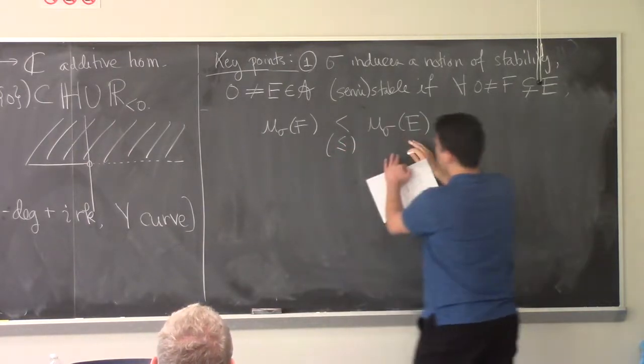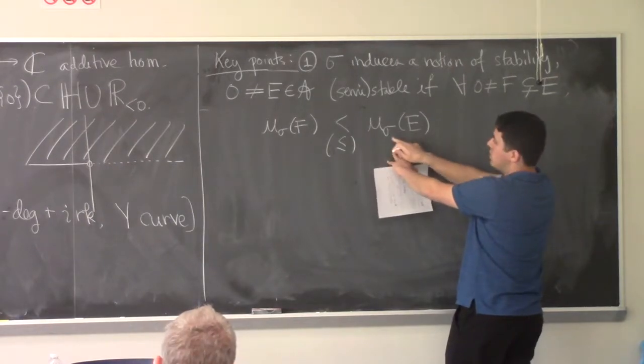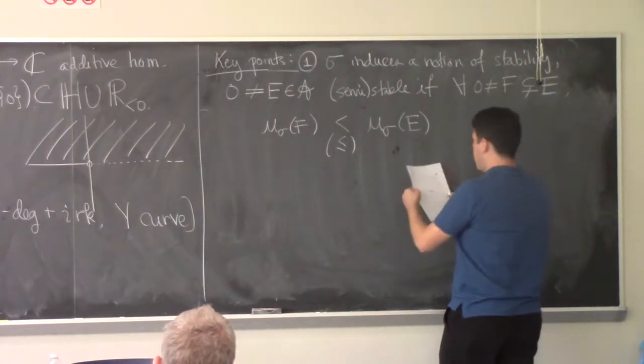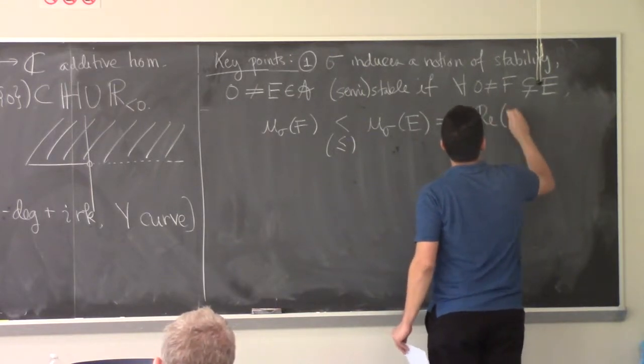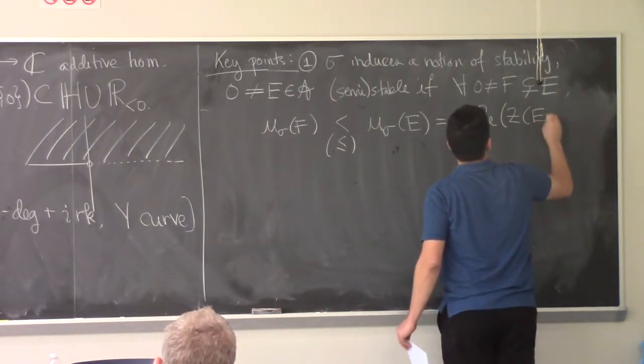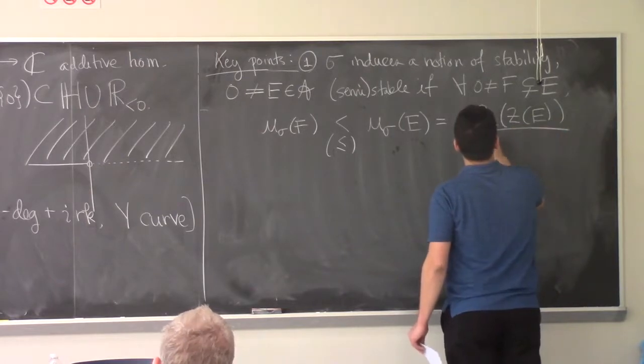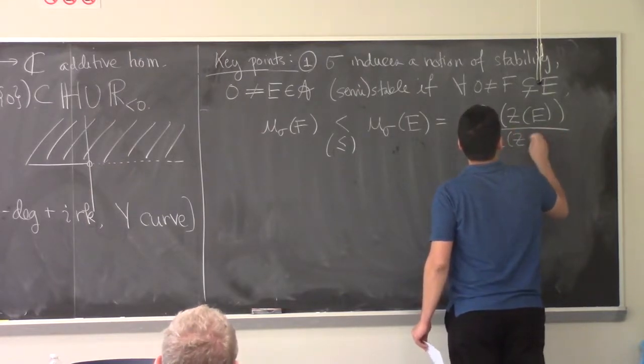So here, the slope is the following quantity. So it's something determined by the sigma, and by definition, it's minus the real part of Z of E divided by the imaginary part of Z of E.